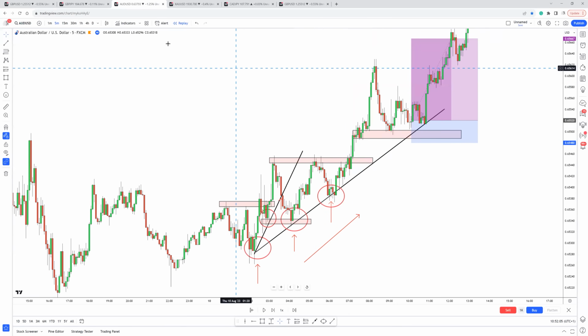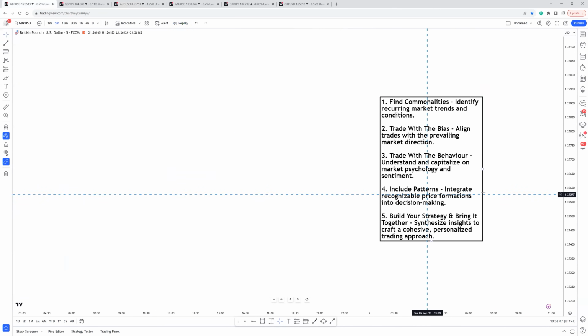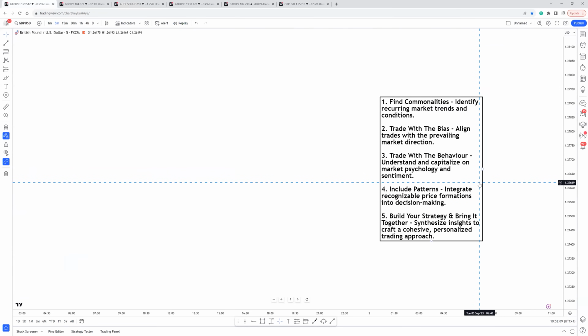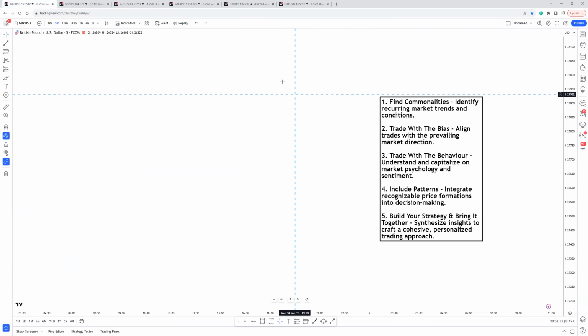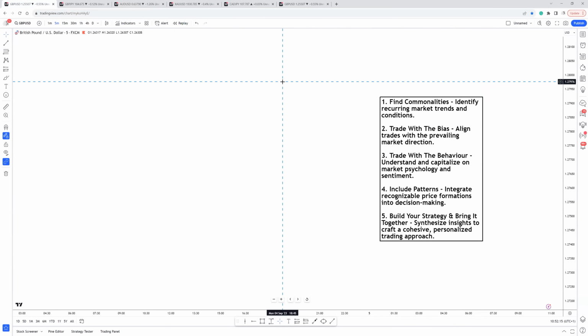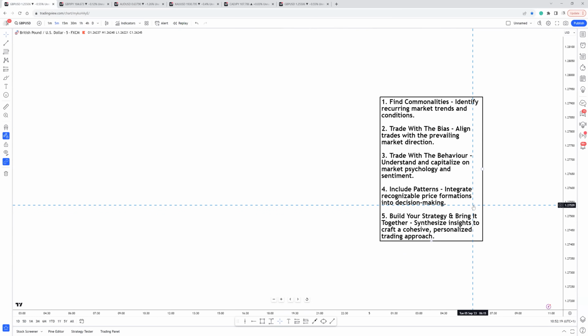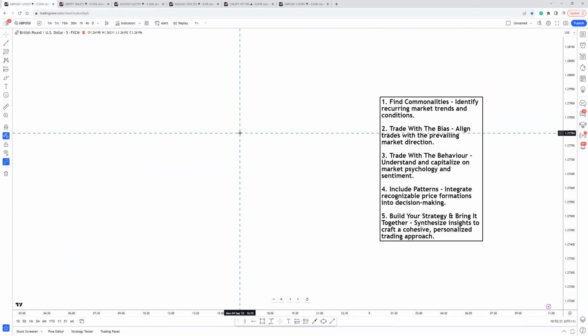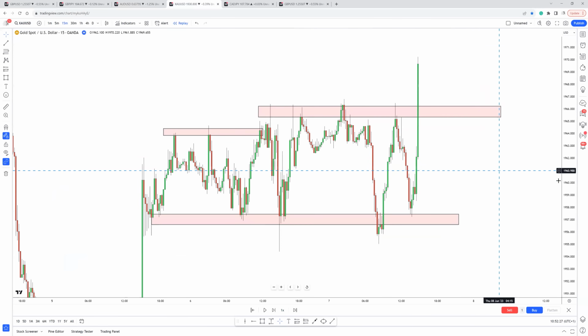Okay. Moving on to the third point, trade with the behavior, understand and capitalize on the market psychology and sentiment. Guys, I can't stress this enough, this is the most important thing you can do as a trader. As well as everything else, if you do not trade with the behavior and understand and capitalize on market psychology, you're in trouble. What do I mean by that? Well, let's look at gold for an example.